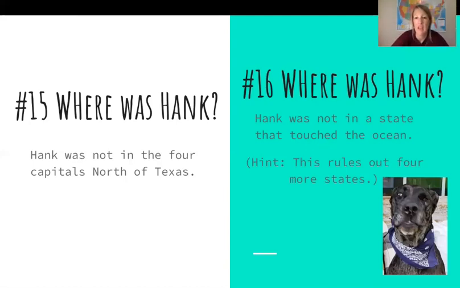Number 16, Hank was not in the state that touched the ocean. So remember, he didn't really like water, can't swim, right? So he's not in the state that touched the ocean. This rules out 4 more states. So there's 4 more states that we can cross off that he was not in because they touched the ocean.